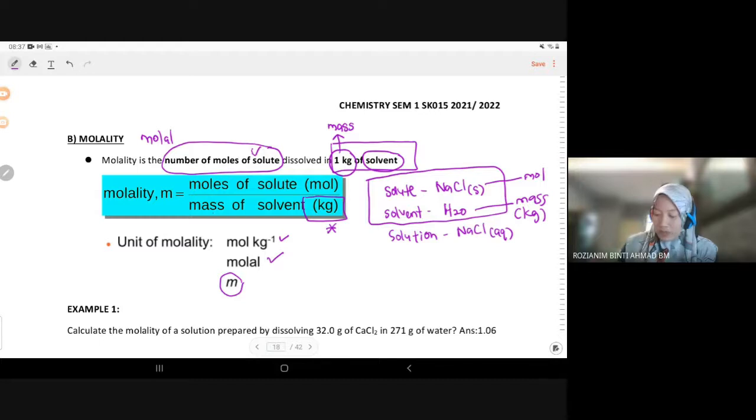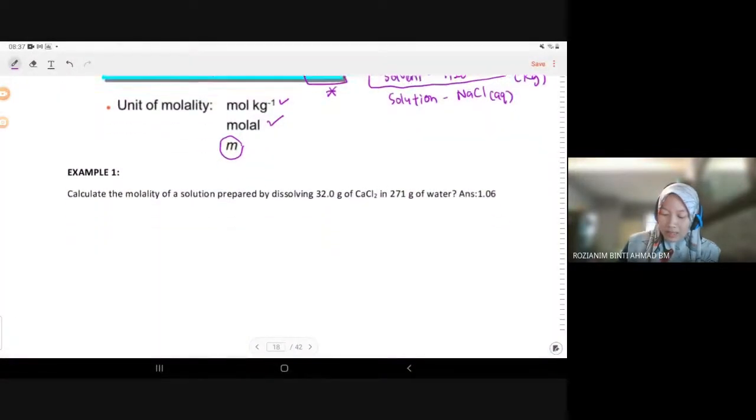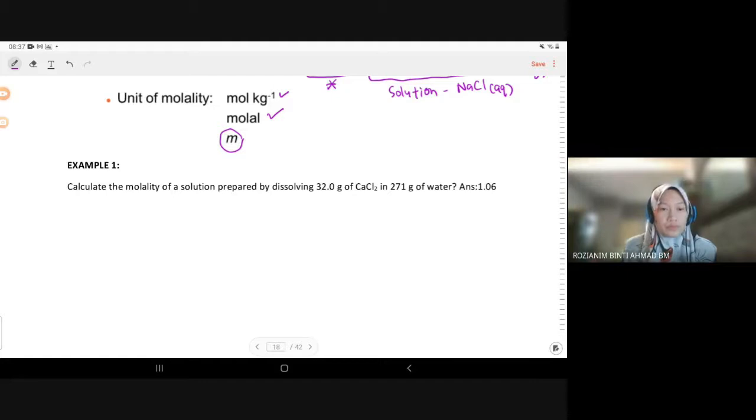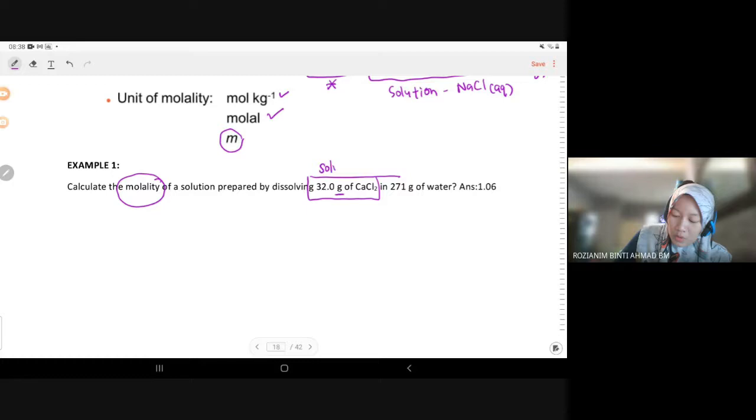Okay, so kita go through sekejap the concept soalan dalam example 1. Kita akan discuss nanti dalam tutorial. So calculate the molality. Nampak keyword dia molality. Step 1 sama, cari formula. Prepared by dissolving 332 gram calcium chloride. So maksudnya dia bagi solute, tetapi dalam unit mass. Apa nak buat? Convertkan dulu dalam unit mol.